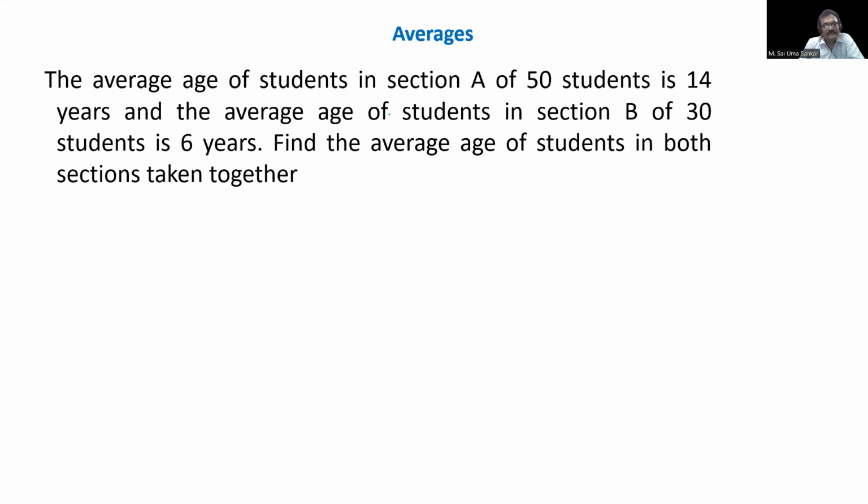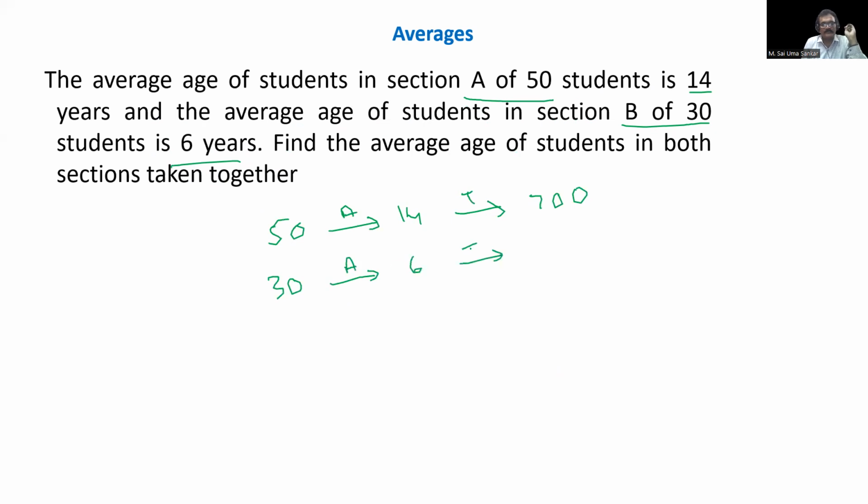The average age of students in section A of 50 students is 14 years, and the average of section B of 30 students is 6 years. Then find the average age of students in both sections. See, here 50 members, average is equal to 14. What is the total? That is equal to 700. 30 members, average is equal to 6 years, and what is the total? That is equal to 180.